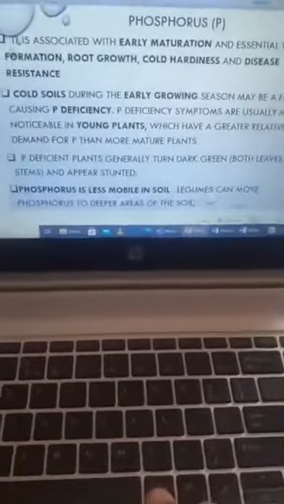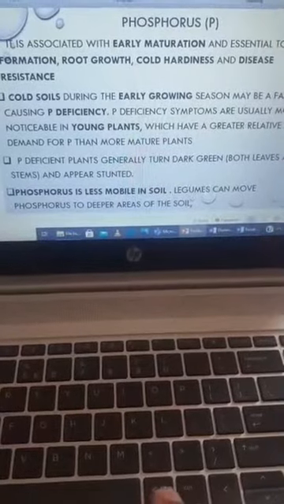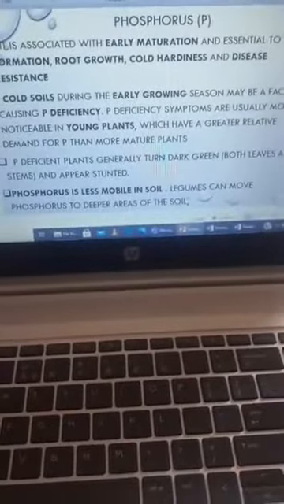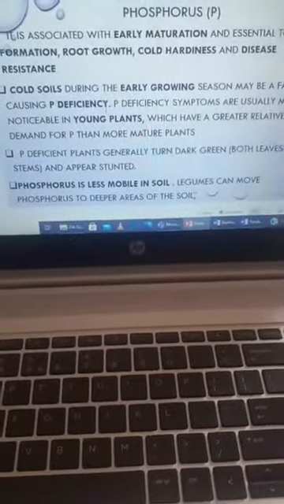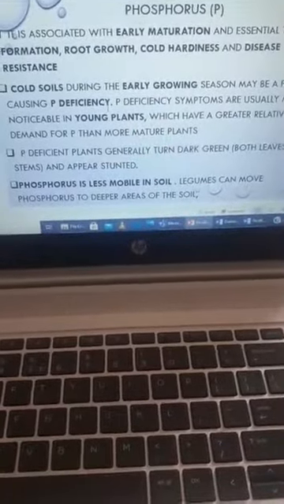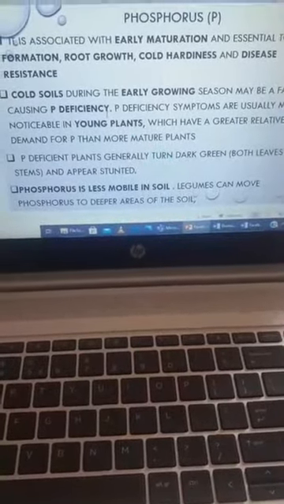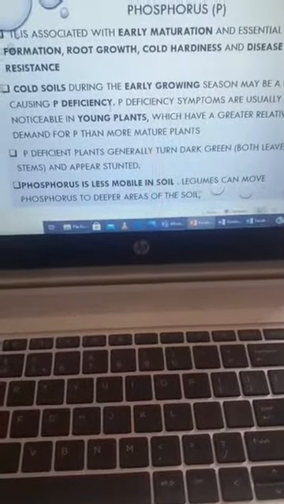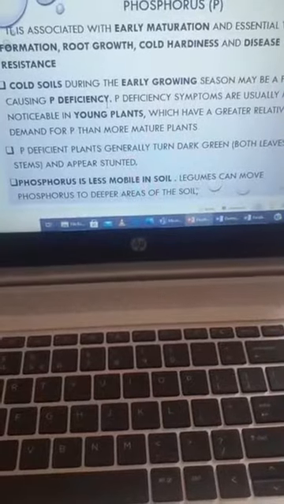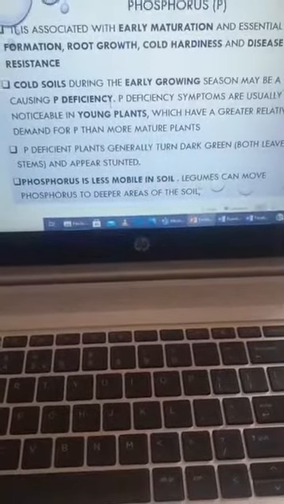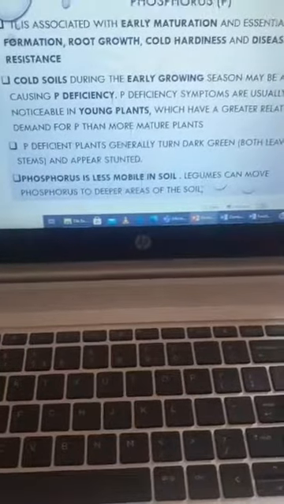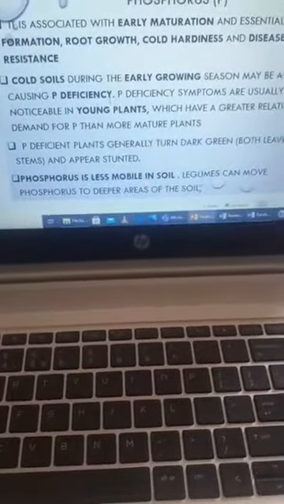Sorry. So that's why I said cold soils during early growing season may be a factor causing P deficiency. As we're approaching winter, those who are planting in winter season, make sure that your soil is well supplied with phosphorus. You can do this through a soil or foliar application, where you buy liquid-based phosphate fertilizers: MAP, monoammonium phosphate, DAP, diammonium phosphate, triple phosphate, and other fertilizers that contain phosphorus that you can apply.